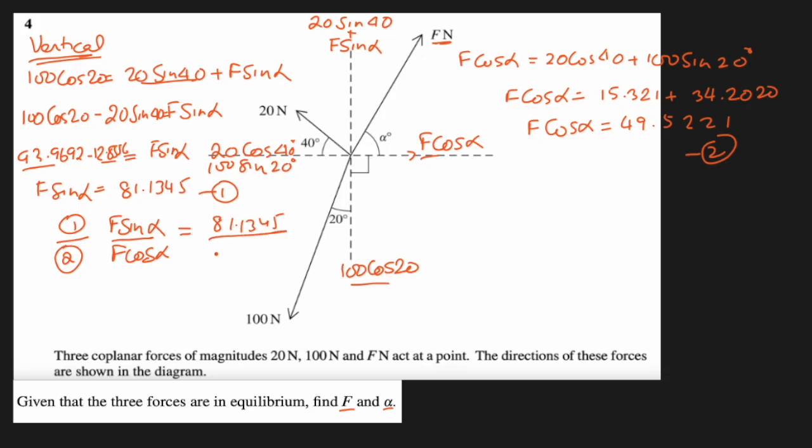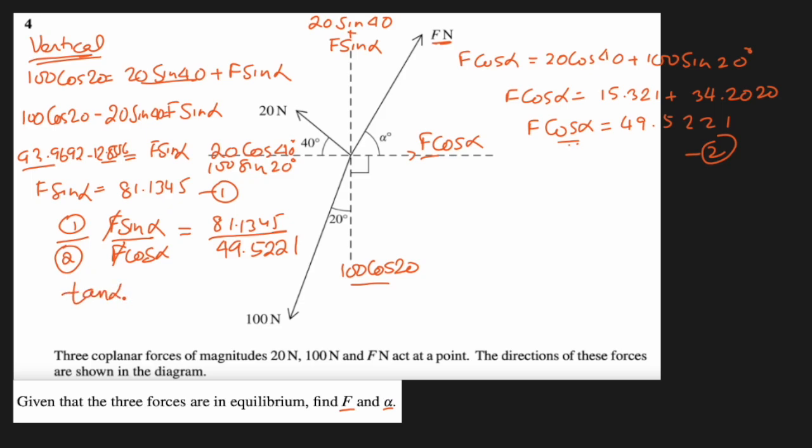81.1345 divided by 49.5221. F and f cancel, and sine and cos become tan. So always divide sine by cos, not cos by sine. Okay, so if I would have done something sine here, this would be divided by the other one.